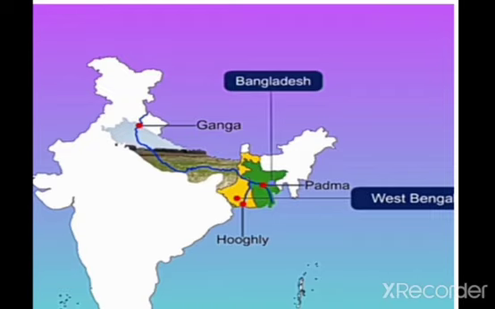Okay, children, here in West Bengal, the river divides into 2 branches. The first branch enters Bangladesh, and it is known as Padma river. Then the other branch flows through West Bengal state, and it is known as Hooghly river.